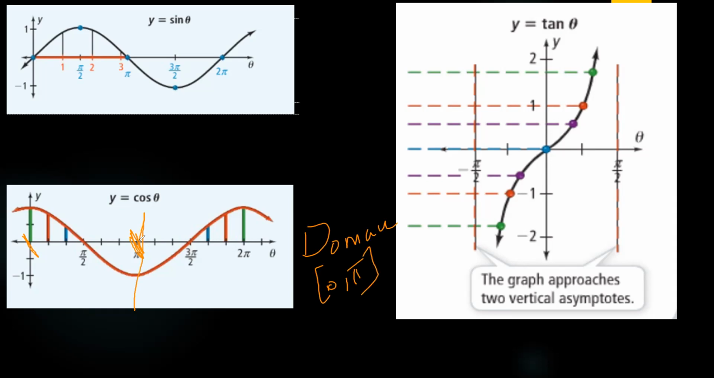Now, what about the range? For the range, you will look at the minimum and the maximum number. What is the minimum number here? It's -1. And the maximum number is 1. So the range will be from -1 up to 1. That's why I told you before that the sine and the cosine of any angle must be between -1 and 1.